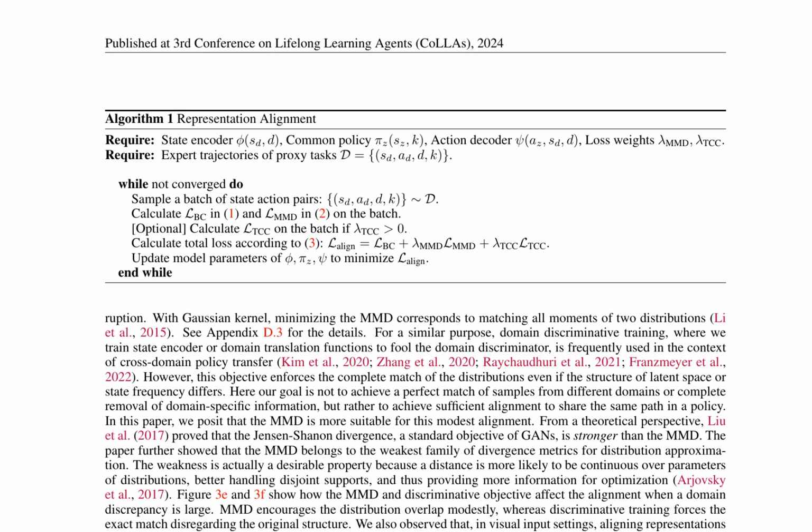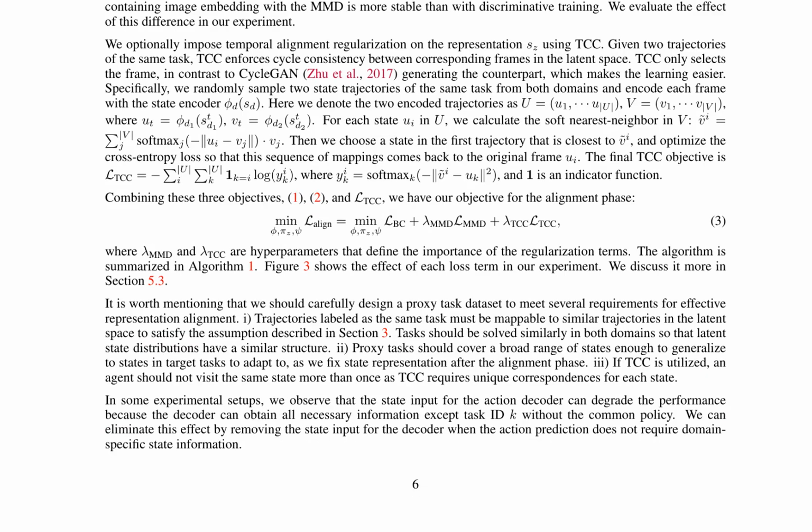MMD is also shown to be a weaker distance metric, making it more desirable for optimization. An optional temporal alignment regularization term, TCC, is introduced to enforce cycle consistency between corresponding frames in the latent space. This is achieved by sampling two state trajectories of the same task from both domains, encoding each frame with the state encoder, and optimizing the cross-entropy loss to ensure that the sequence of mappings comes back to the original frame.